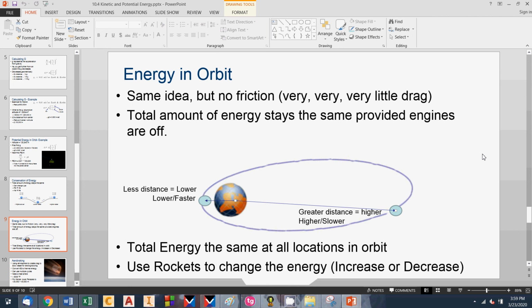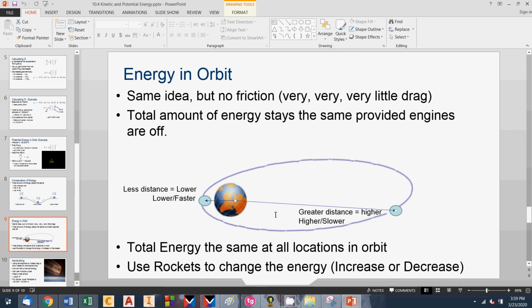The important thing to remember, though, is that the total energy in the orbit stays the same. Here, we have more potential and less kinetic energy. Here, you have more kinetic energy and less potential. But if I add up the total energy at any one point, the potential plus the kinetic energy here, and the potential plus the kinetic energy here, those numbers should be pretty much the same.